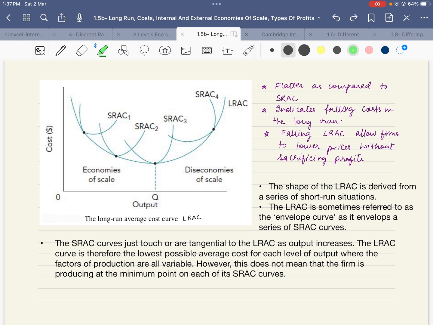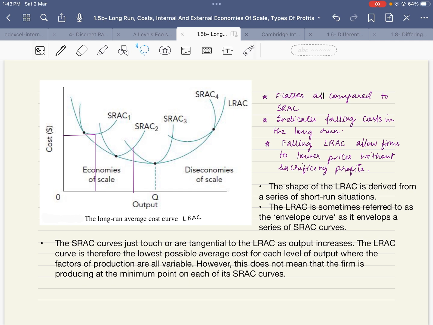are all variable. This curve is also called the envelope curve because it envelopes a series of short run average cost curves. SRAC will never touch LRAC at the beginning. It will touch LRAC as output increases.